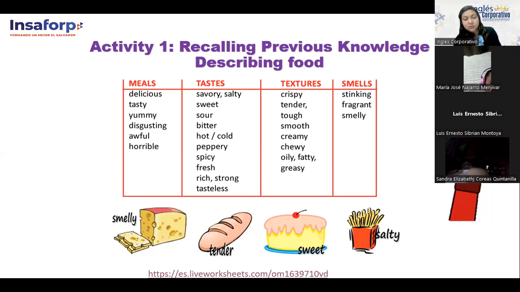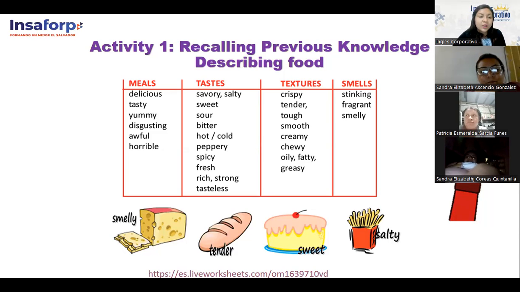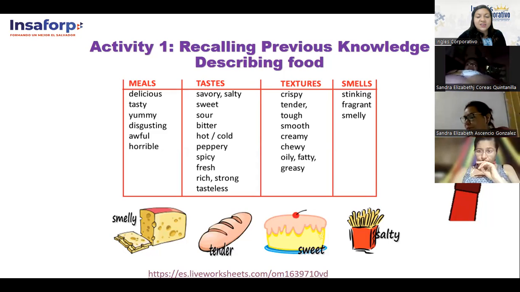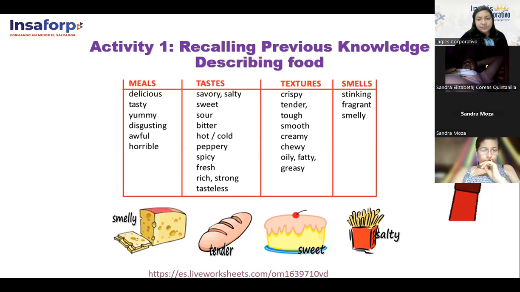Nelson Cerón. Patricia Esmeralda García Funes. Present Miss. Sandra Elizabeth Asensio González. Present. Thank you. Sandra Elizabeth Corea. Present. Sandra Elizabeth Rivas. Present teacher. Thank you. Sandra Elizabeth Mosa. Present teacher. Okay. Stephanie Abigail Quintanilla. I'm here. And Valeria del Carmen Alfaro. Present. Did I mention all of you? Teacher, did you call me? Yes, Anna. Okay, I'm sorry.